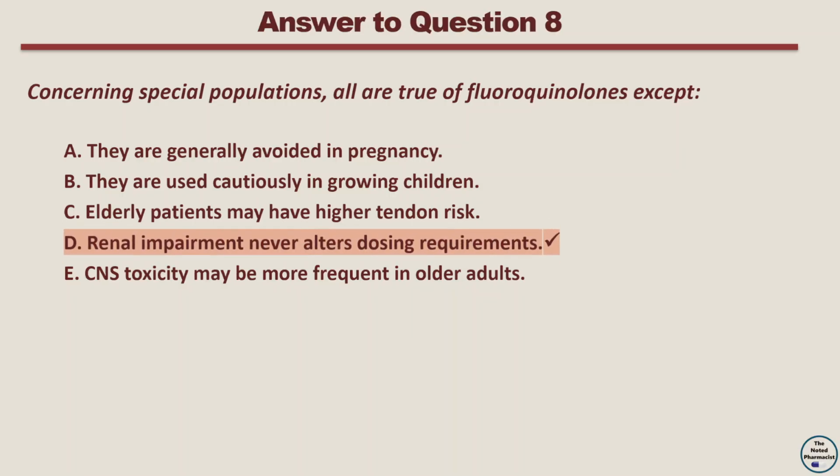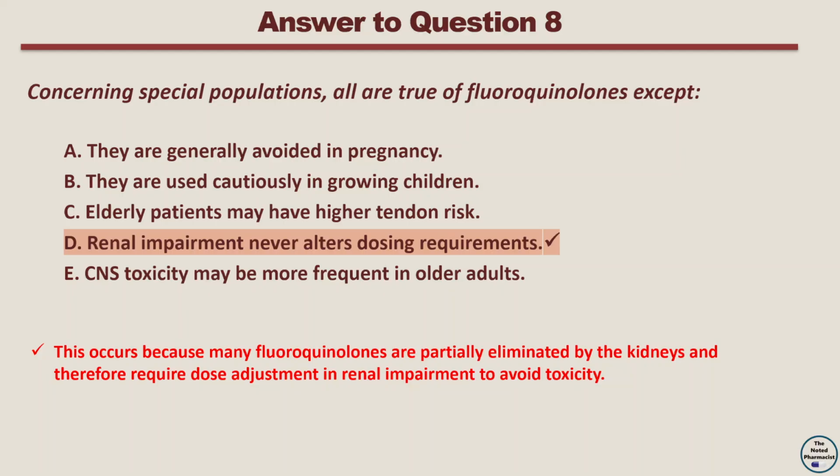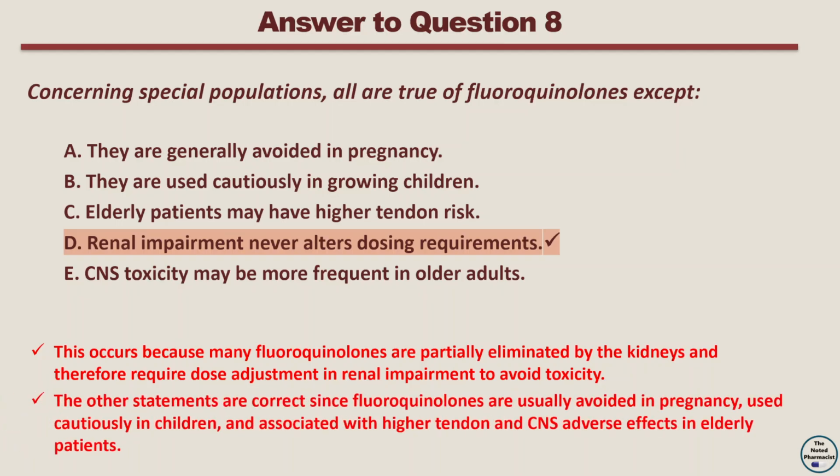The correct answer is option D, renal impairment never alters dosing requirements. This occurs because many fluoroquinolones are partially eliminated by the kidneys and therefore require dose adjustment in renal impairment to avoid toxicity. The other statements are correct since fluoroquinolones are usually avoided in pregnancy, used cautiously in children, and associated with higher tendon and CNS adverse effects in elderly patients.